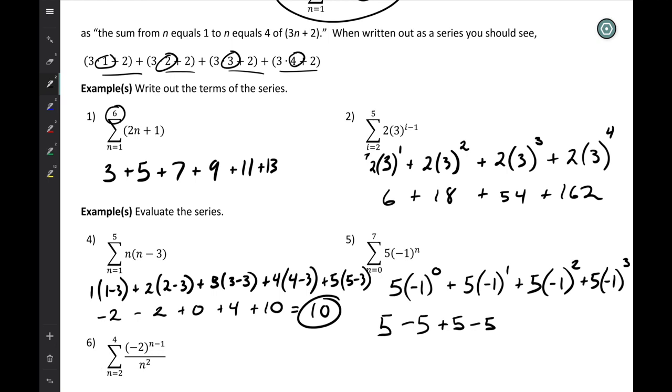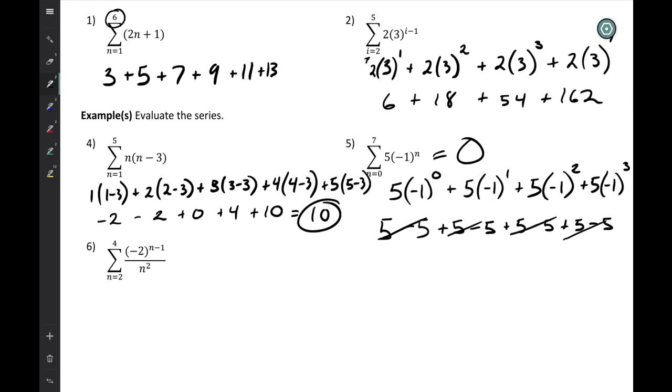If you look at this, how many terms are going to be in this series? Well, 8 terms, because I got 7 plus the 0 term. That's 8 total, so I do plus 5, minus 5, plus 5, minus 5. And then you guys can see these will cancel out, and the sum is going to be 0.